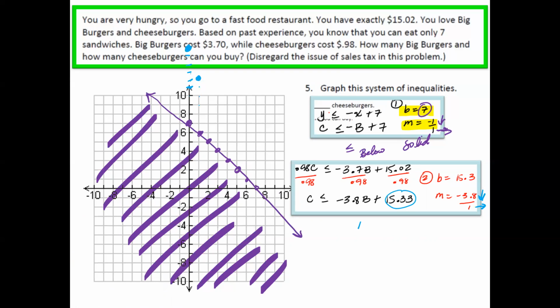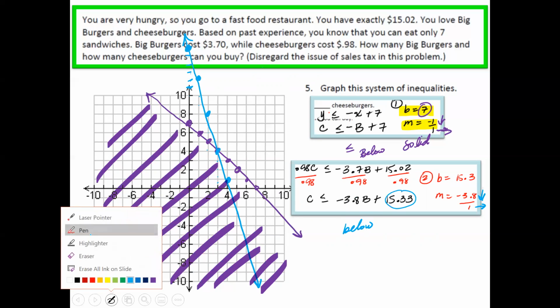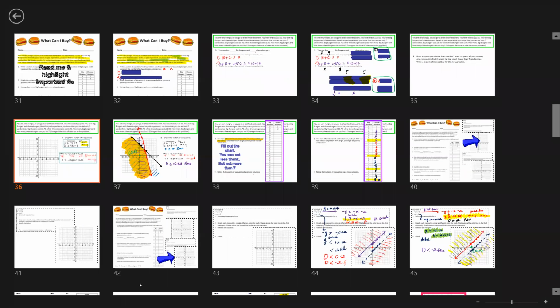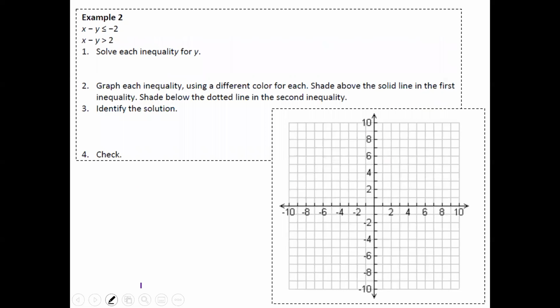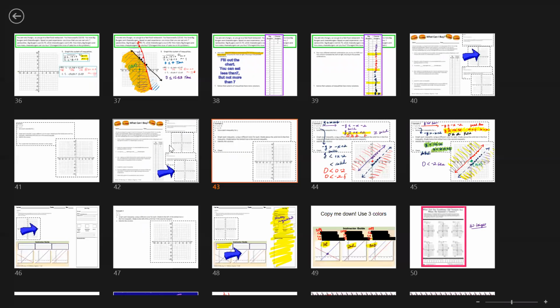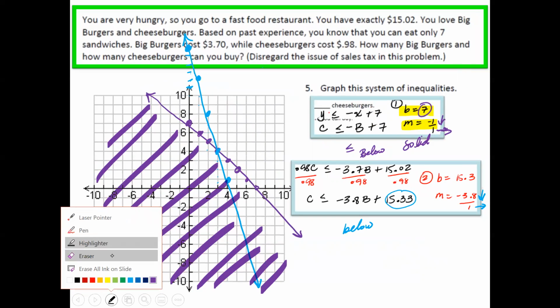1, 2, 3, 4 over 1. And it's also a solid line. If you look at it, you're also going to shade below. So let's go ahead and shade that.